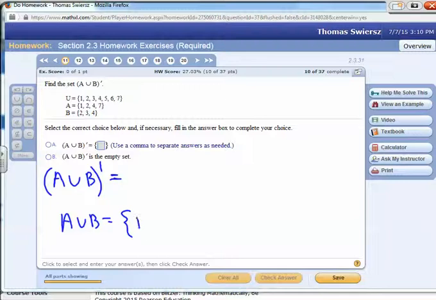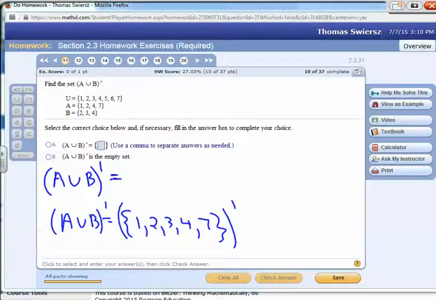So we've got the 1, we've got a 2 from both, we've got a 3 from B, 4 from both, and 7. So there is A union B. Then we take the complement of that set, and we'll have our final answer, right? A union B, we did that.